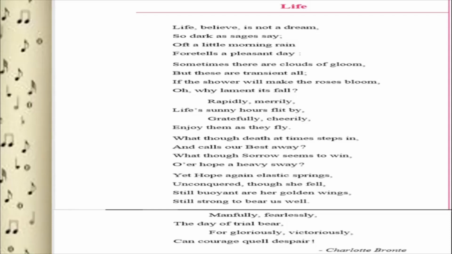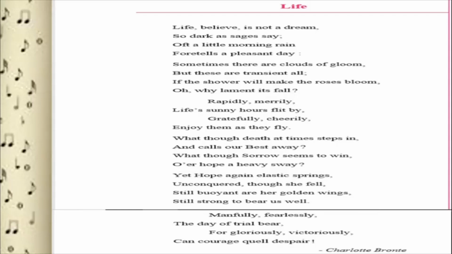Now, what kind of dreams do you like to have? We always like to have dreams which are pleasant, which are good, isn't it? We do not like nightmares. So what are nightmares? A nightmare is another word for a bad dream. So none of us, we do not like bad dreams, right? All of us, we like to see good dreams.